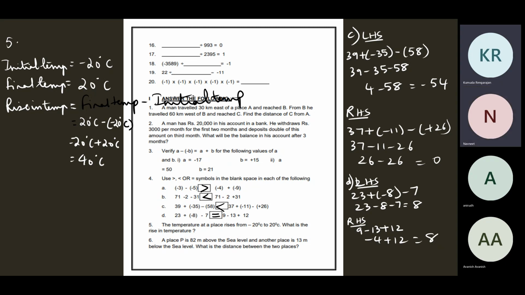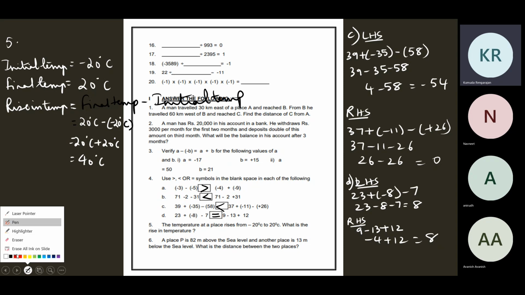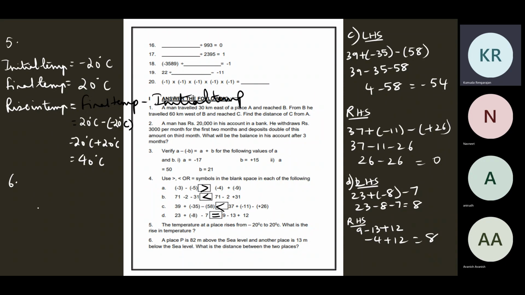A place P is 82 meters above the sea level and another place is 13 meters below the sea level. What is the distance between the two places? So you must understand that distance is always positive. Distance is not negative. Distance is always positive. This is the sea level.